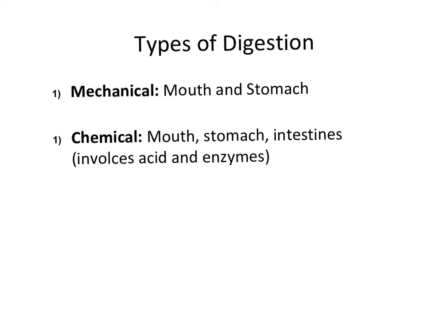When we're talking about digestion, there are 2 different types. The first is mechanical. When we say mechanical, what it means is breaking down food through sort of movement or crushing. So mainly this happens by the teeth, but the stomach also breaks down food by churning and moving the food around. Chemical digestion, on the other hand, involves acids or enzymes.